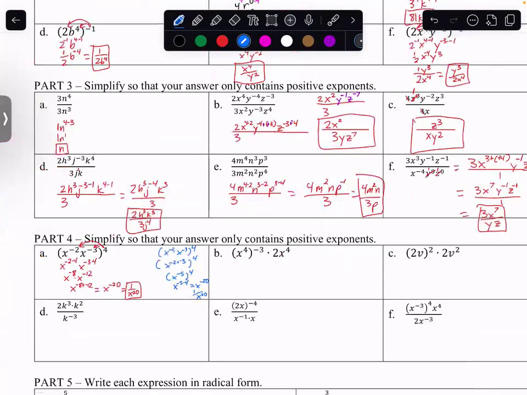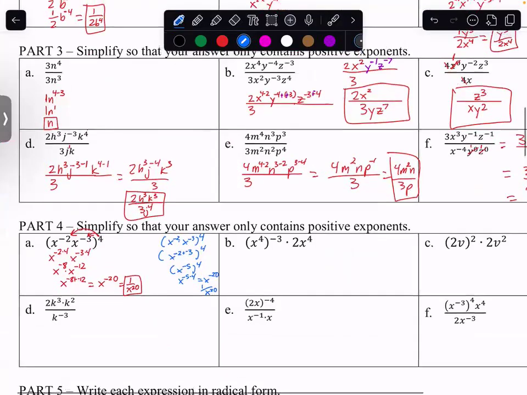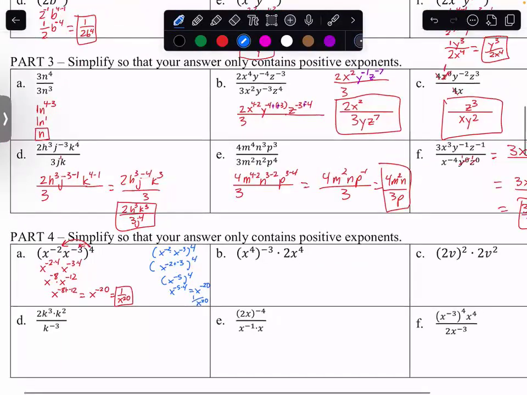Okay, so yeah, again, part 4 doesn't contain anything brand new. It's just combinations of the first 3 steps. Okay, so yeah, go ahead and try part 4, please.